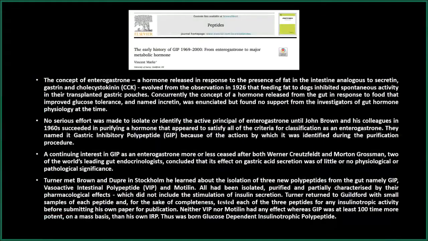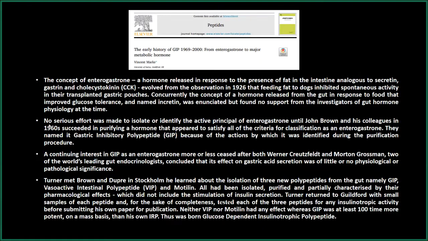One of the things was that they didn't know what exactly this thing was. They knew that these extracts had something in them. And there was this concept that there is something, a hormone in the intestine, which was analogous to secretin, which they called enterogastrone. So there was an effort to try and find out what it is.